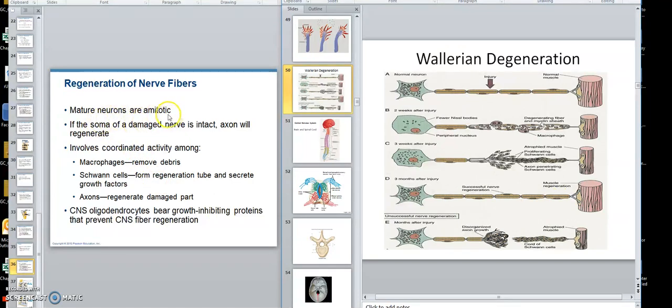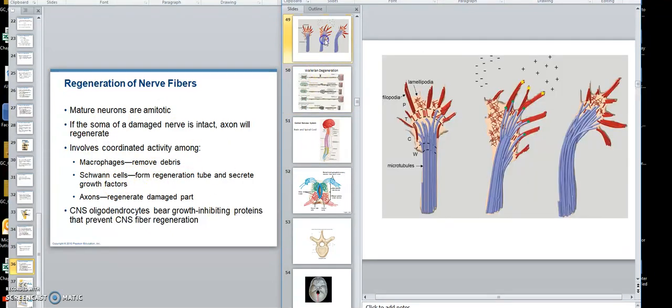So mature neurons, as we say, cannot mitose. If the soma of a damaged neuron is intact, okay, the axon will regenerate. What's the soma? Cell body. Axon will regenerate. Now, not all the time. You're getting a little bold right here in this text. It involves coordinated activity among macrophages, removal of debris, Schwann cells, which were these, and growth factors. Remember, we talked about growth factors determining how this would go. This axon here is growing towards growth factors, but it's inhibited going towards the non-growth factors.